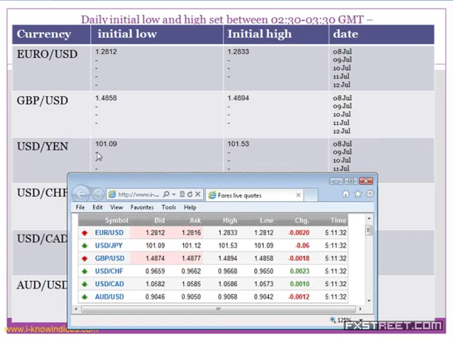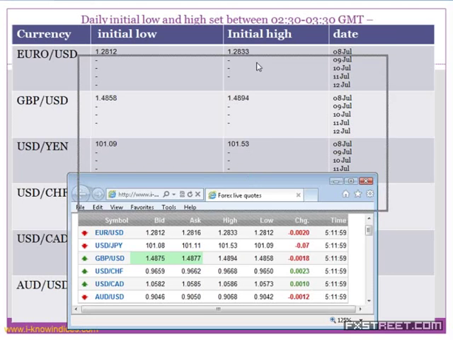And in the case of USD Yen, 101.09 is the low, 101.53 is the high. They are holding closer to the low currently, and they are expected to breach, as I explained, that they could make a downward stop and afterwards make the gaining moves.